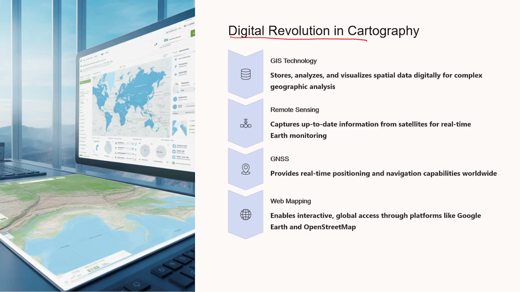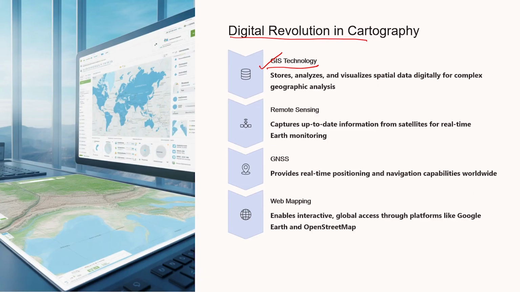Every time the cartographer adopts new technology and tries to develop new skills for mapping new things, because cartography is for society. The first technology is GIS. Already I told you, it is a spatial information system. It tries to collect spatial information, map based data. Every year, every month, every time.